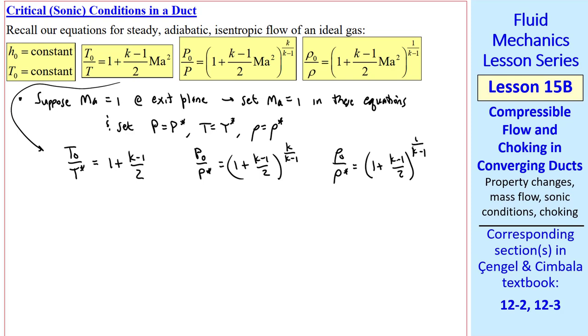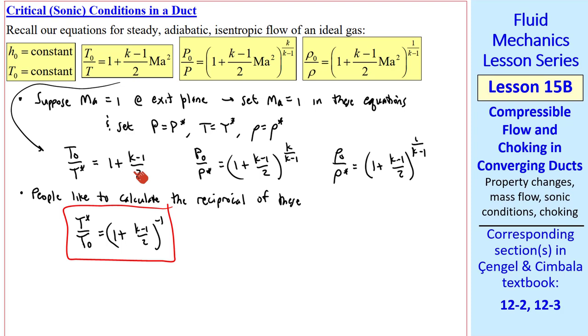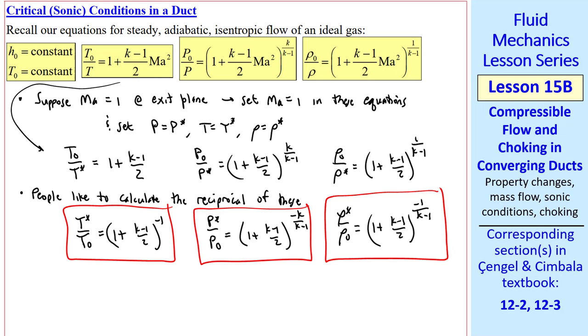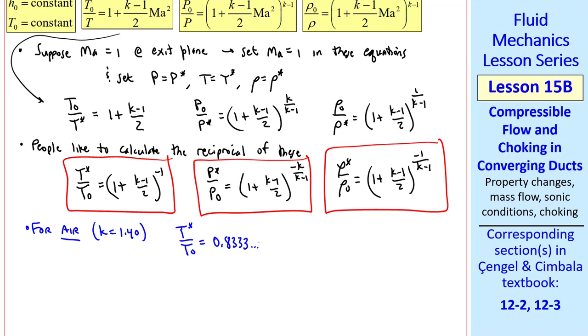Well, in all the textbooks, people like to calculate the reciprocal of these equations. So we write this as T star over T naught, and we simply take this quantity to the negative 1. We do the same with pressure and density. For air, k is 1.40, so T star over T naught is 0.833333, and to 4 digits, P star over P naught is 0.5283, and rho star over rho naught is 0.6339.